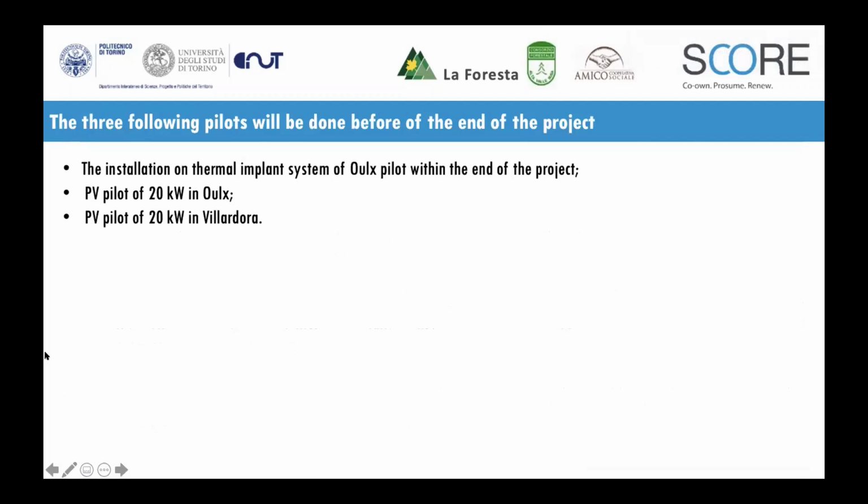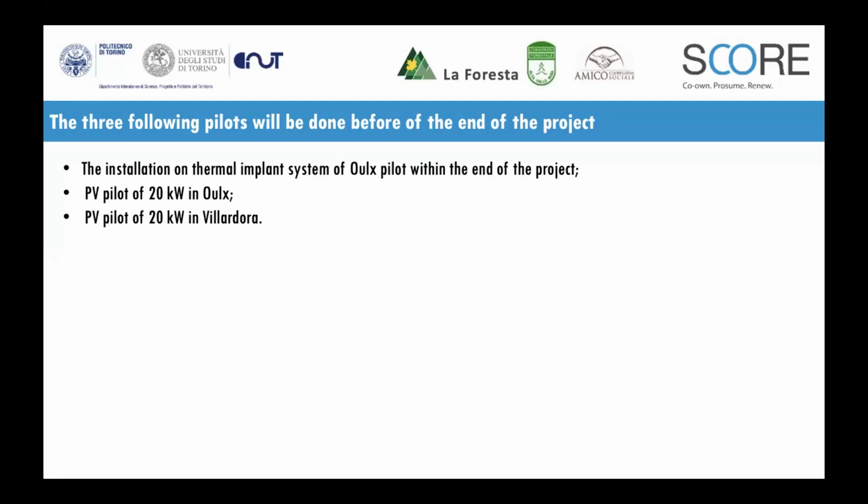So at the end of the day of the SCORE project, we will just have one thermal plant installed of around 300 kilowatts, then 20 kilowatts of electric energy in Ulks and 20 kilowatts in another country. So it's just 3 pilots, but we increased the amount of the project from just 4 million euro that was believed at the beginning of the project to 60 million euros.